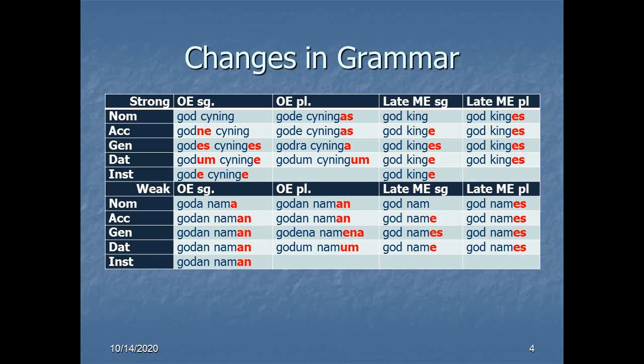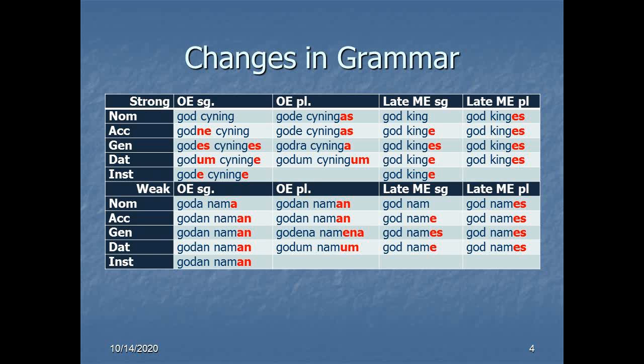This in late Middle English becomes good king, good kinge, good kinges, good kinge, good kinge, and in plural, good kinges, good kinges, good kinges, and, surprise, surprise, good kinges.